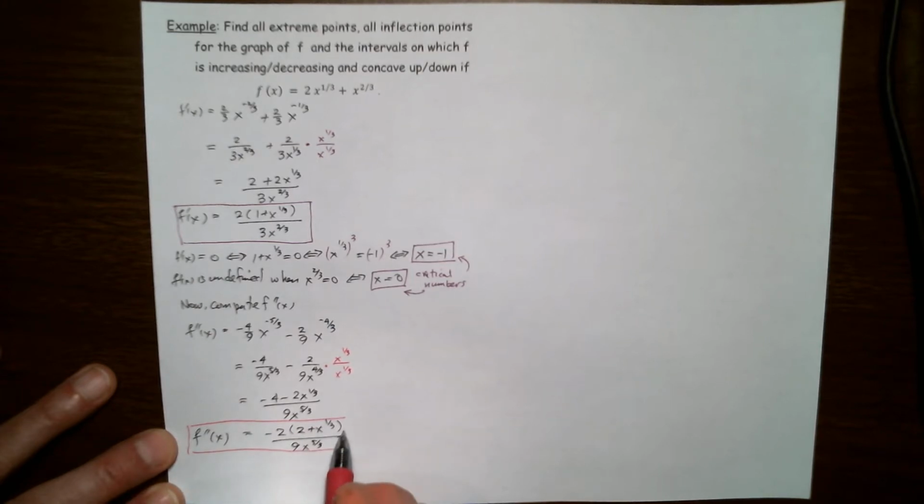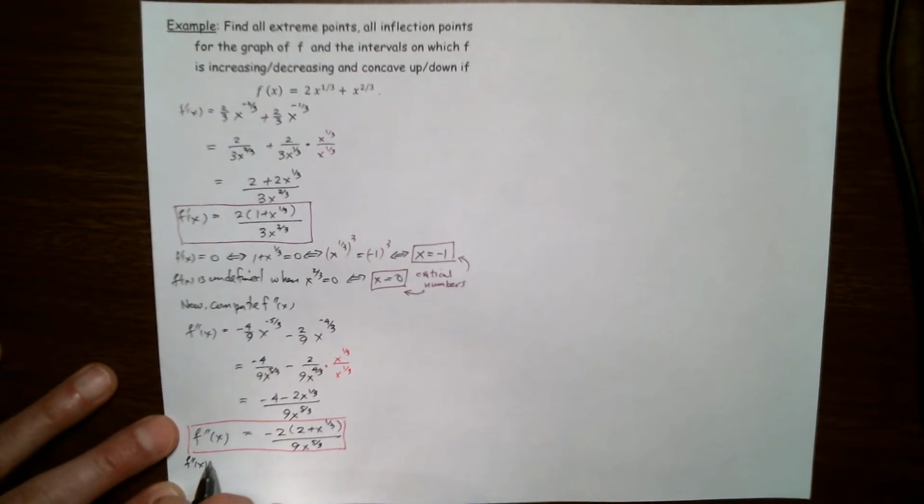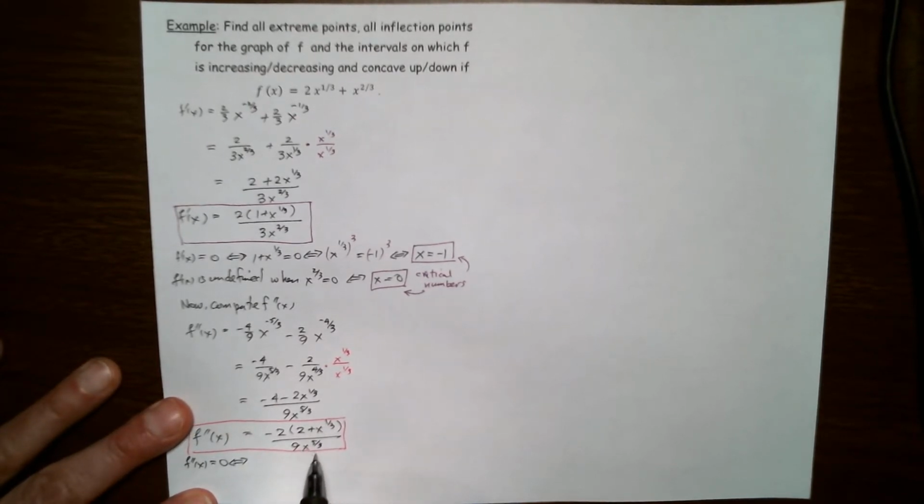And we also need to examine where our second derivative is going to equal 0. And that, of course, would be true if and only if the numerator is 0. So that means that 2 plus x to the 1/3 would have to equal 0, or x to the 1/3, in other words, is minus 2. And again, if we cube both sides of that equation, we find that x itself is equal to minus 8.